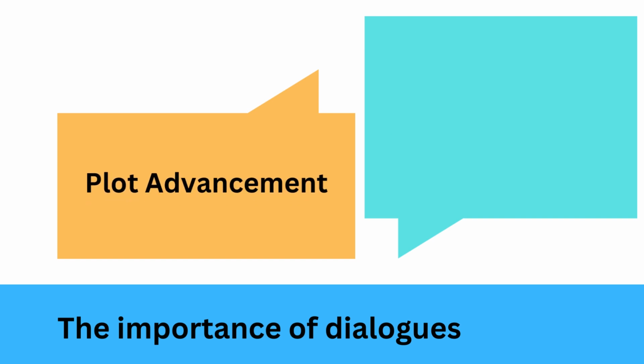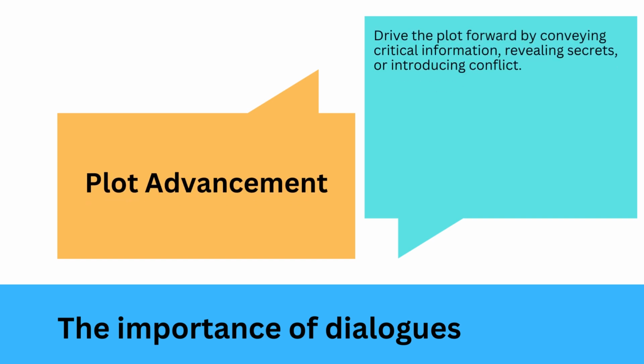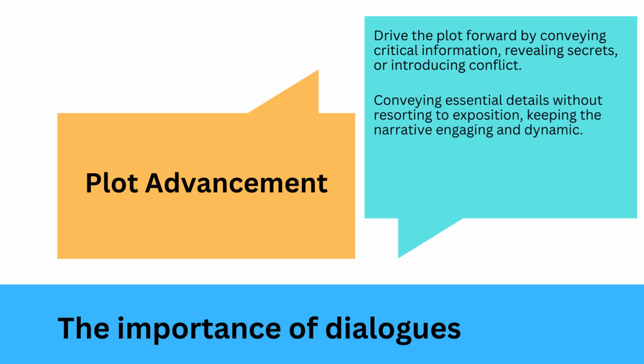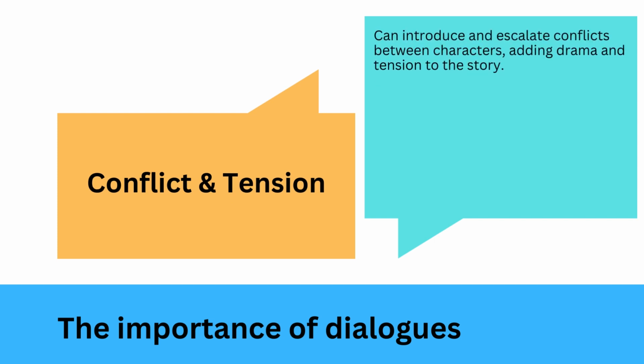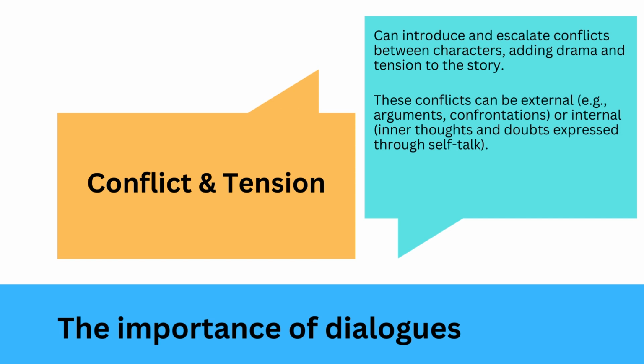Plot advancement. Dialogue can drive the plot forward by conveying critical information, revealing secrets, or introducing conflict. It can be a means of conveying essential details without resorting to exposition, keeping the narrative engaging and dynamic. Conflict and tension. Well-crafted dialogue can introduce and escalate conflicts between characters, adding drama and tension to the story. These conflicts can be external, for example, arguments, confrontations, or internal, inner thoughts and doubts expressed through self-talk.